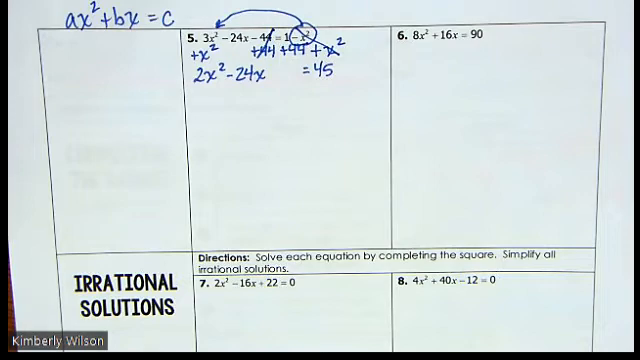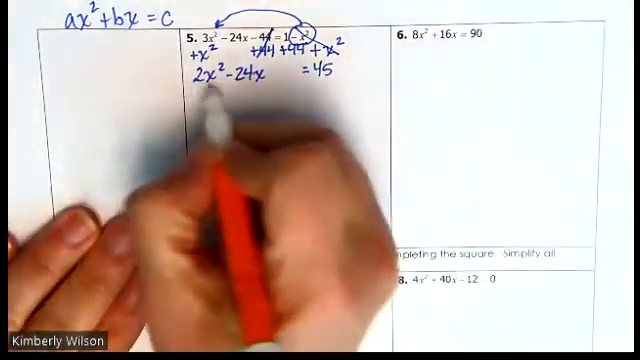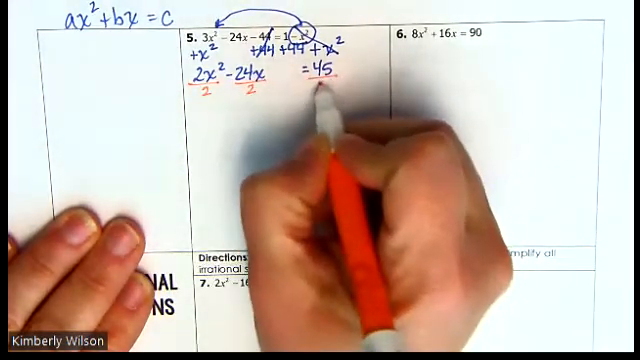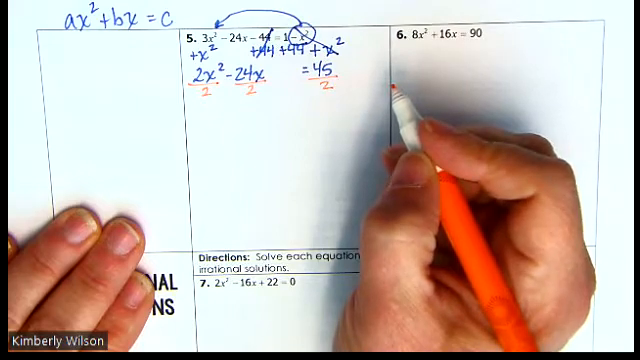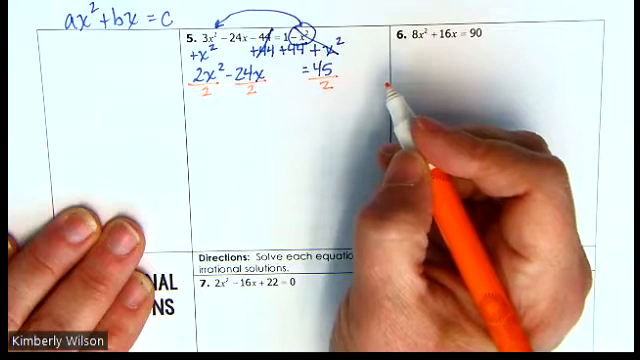And now we do our next part where we do the, not yet, because we've got to get rid of the a. We've got to make a equal to 1. So we divide by 2 to everything. Well, no.